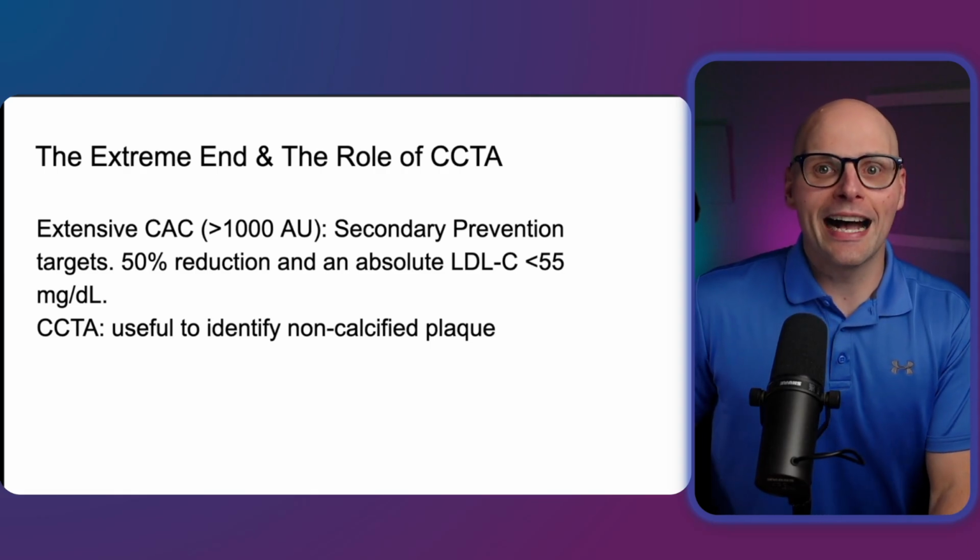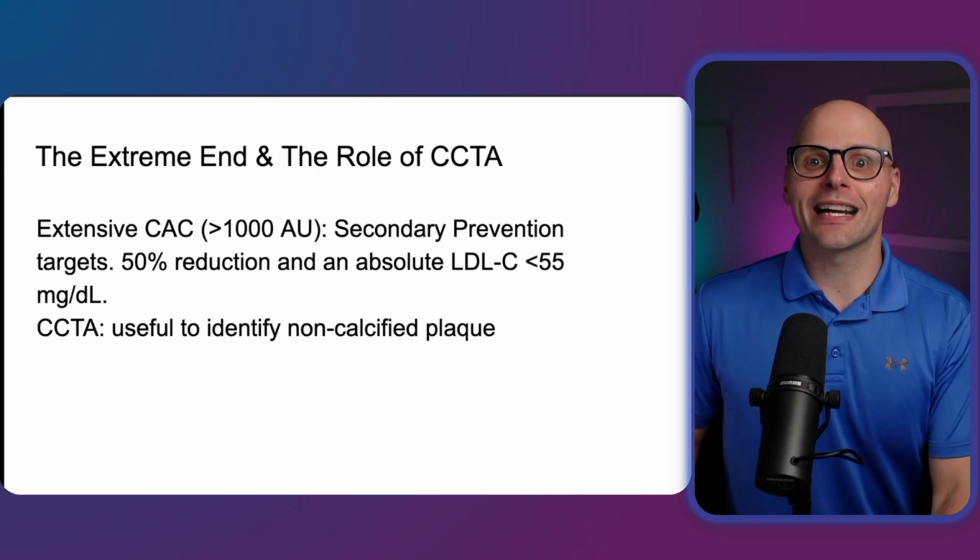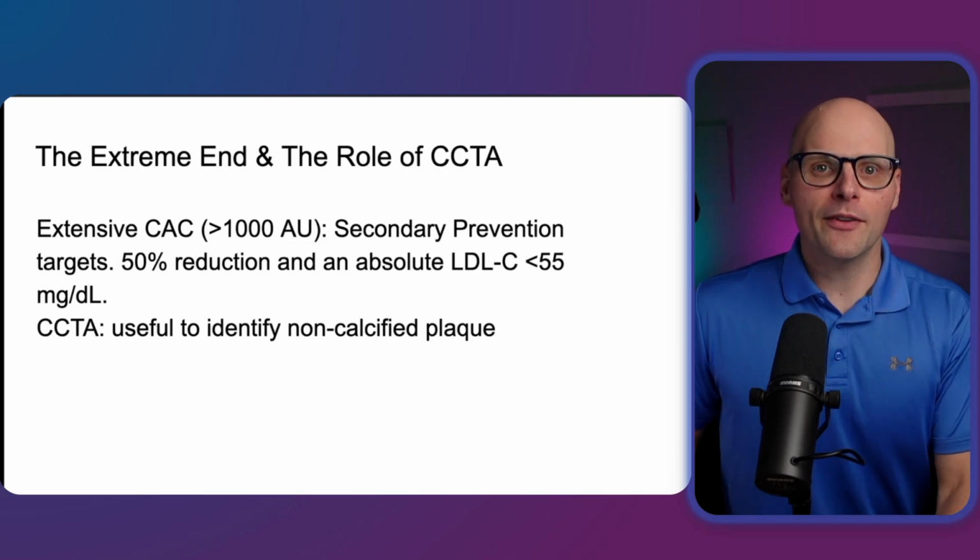We essentially treat it as secondary prevention. So we're going to try to get the goals of less than 55. I don't think if you're in the 990s and you say, oh, like only 7, you can't do 55. You could definitely go to 55 if you want to optimize and do things. But overall, if you have a CAC over 1,000, that's pretty much saying, hey, that's a lot going on.